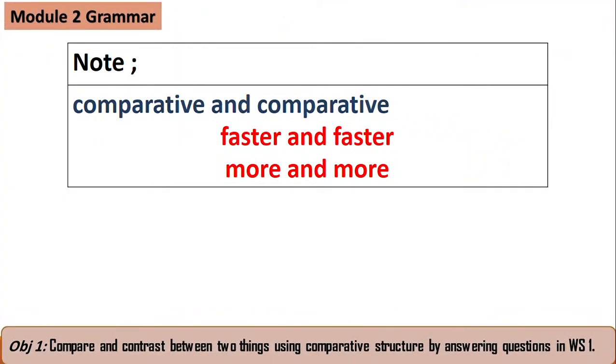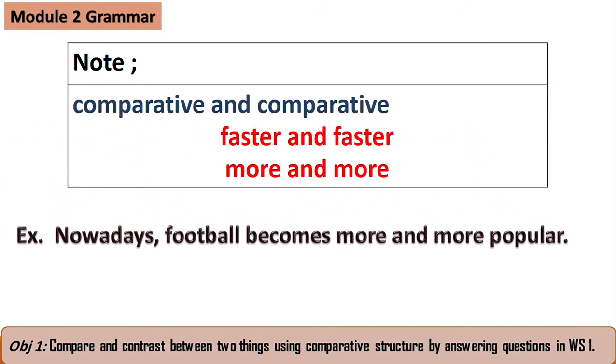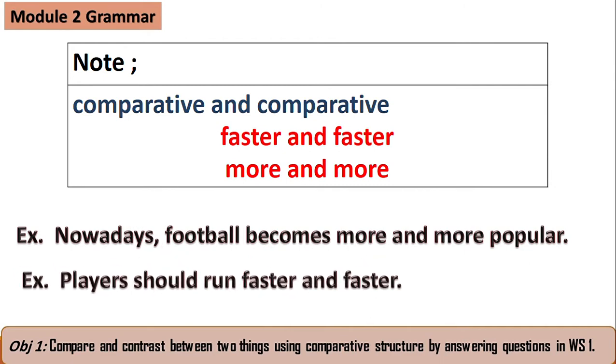Then, note about the comparative and comparative. Faster and faster. More and more. We can use two adjectives, a comparative plus the comparative, to explain your sentence or situations. Nowadays, football becomes more and more popular. We can use more and more before your adjective. Then you can say players should run faster and faster. Okay, that's right.